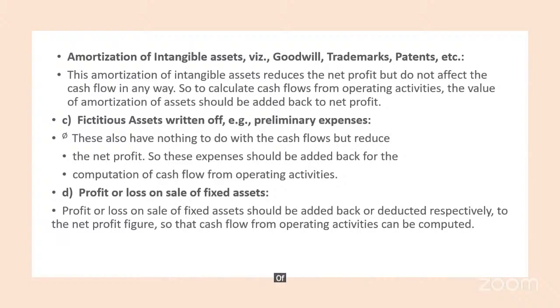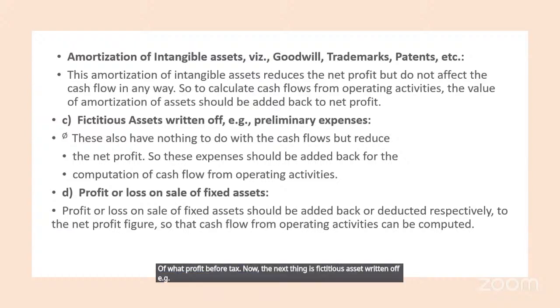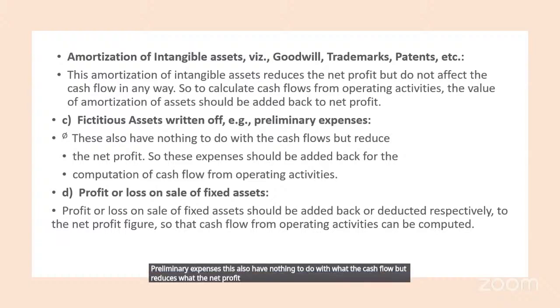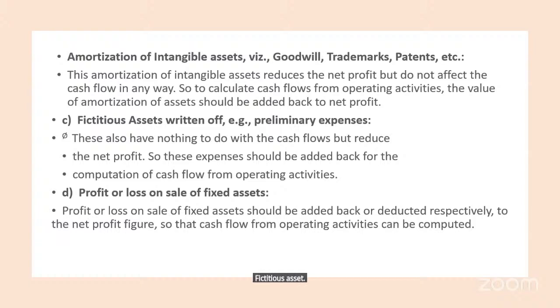It's going to be added back to the amount of profit before tax. Now, the next thing is fictitious asset written off, e.g., preliminary expenses. These also have nothing to do with the cash flow, but reduce the net profit. So these expenses should be added back for the computation of cash flow from operating activities. So when you have what we call fictitious assets, when we have preliminary expenses, you have to add them back to the net profit.